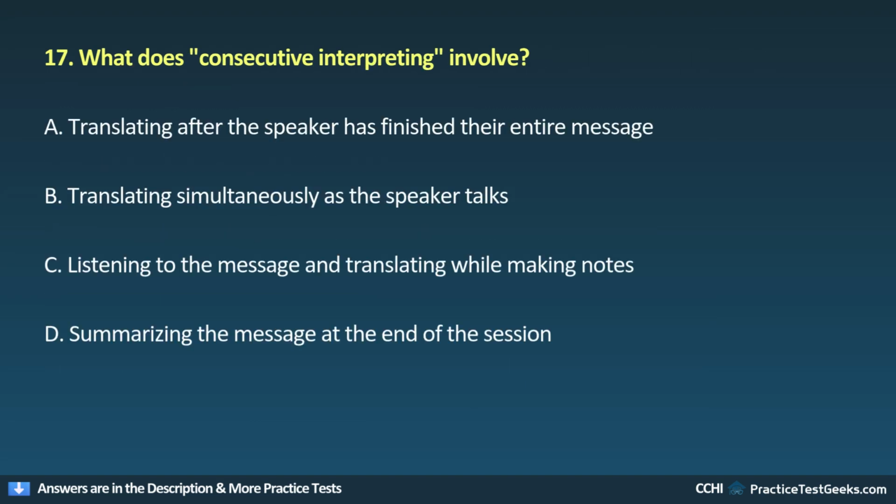17. What does consecutive interpreting involve? A. Translating after the speaker has finished their entire message. B. Translating simultaneously as the speaker talks. C. Listening to the message and translating while making notes. D. Summarizing the message at the end of the session.